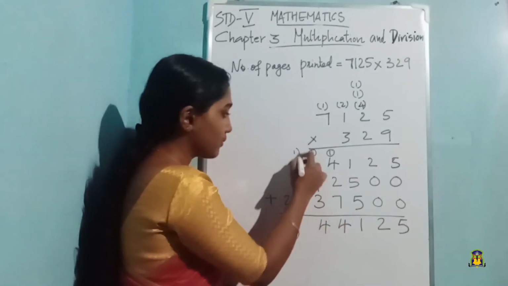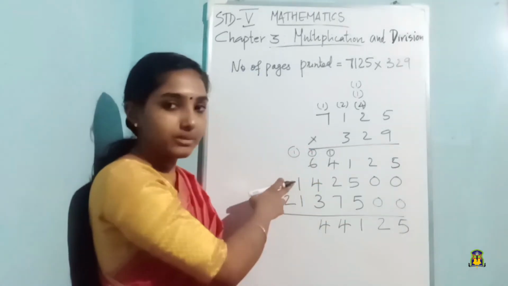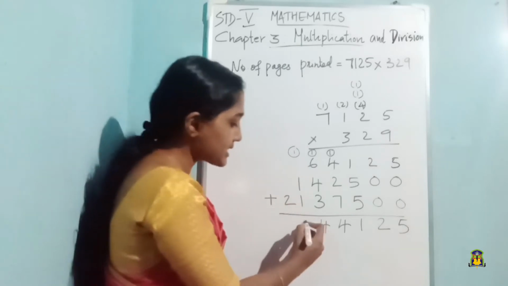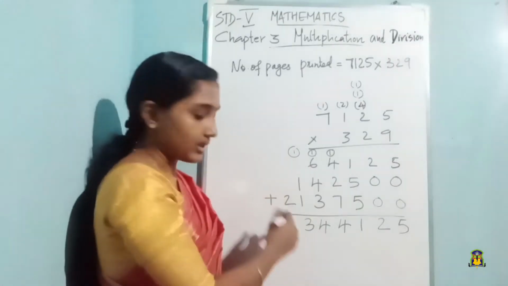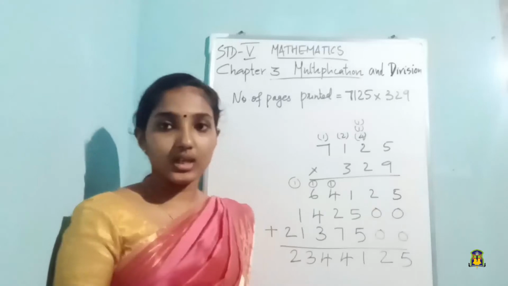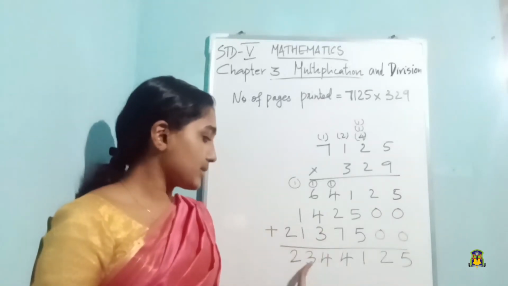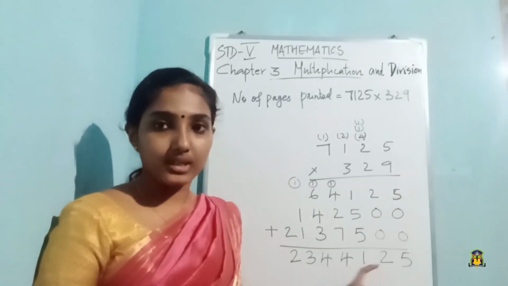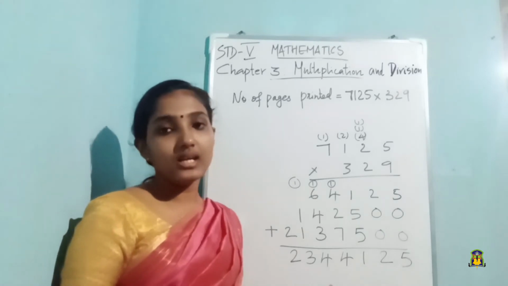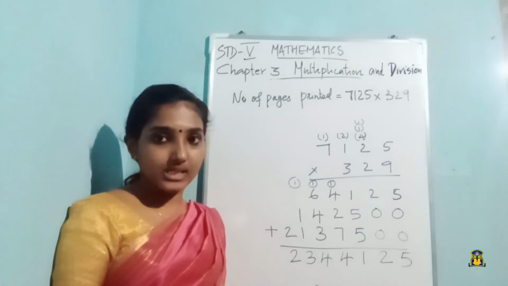4 here, 1 is carried. 1 plus 1 makes 2. 2 plus 1 is 3. Then here again, here we got the final answer as 23,44,125, and it is the total number of pages printed that year.